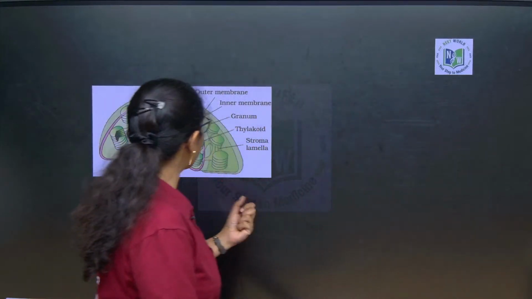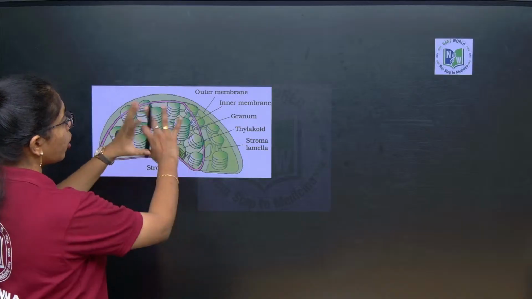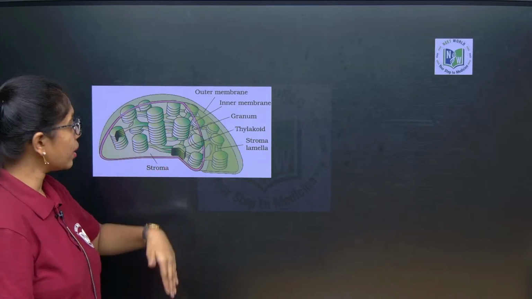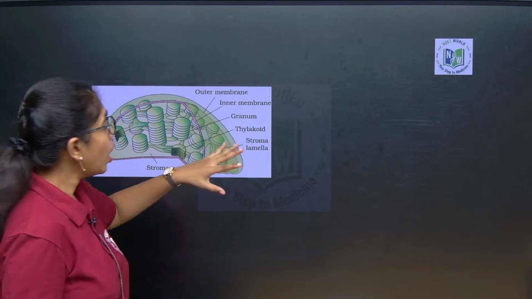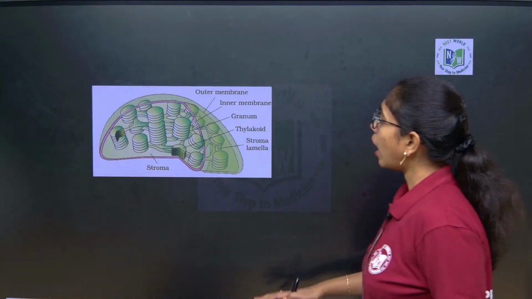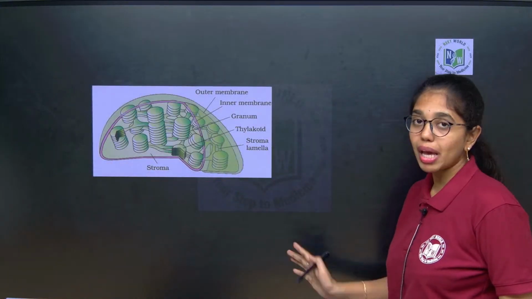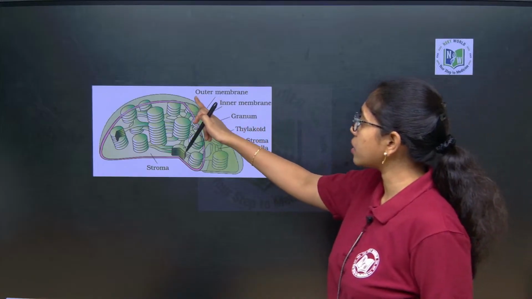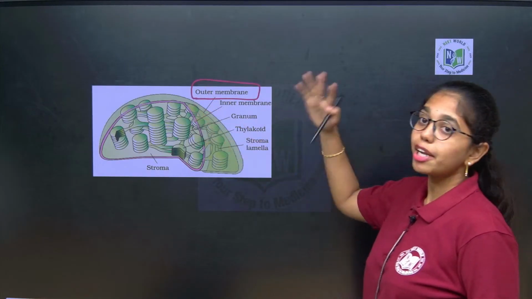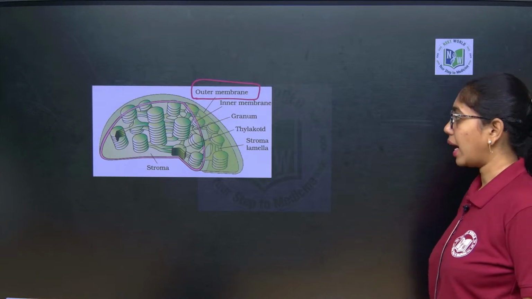And then if we look into chloroplast structure, chloroplast is a double membrane bound organelle, with an outer membrane and inner membrane. Here also the outer membrane and inner membrane permeability is different, but in chloroplast the outer membrane is not as permeable as in mitochondria. Keep it in your mind.